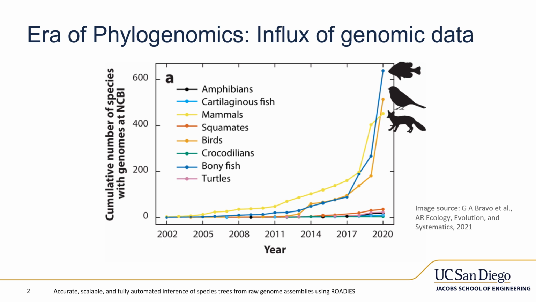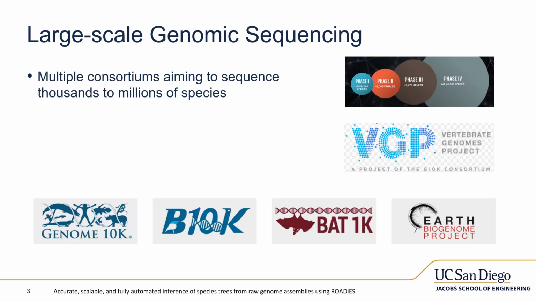Now we are in the era of phylogenomics, where genomic data is widely being used to construct the species tree. There has been a significant improvement in sequencing technologies in recent years, and that has led to a huge explosion in the amount of genomic data available these days. As we can see in this graph, the data growth is almost exponential in several life forms, be it mammals, fishes, and birds. With this improvement, there are multiple consortia which aim to sequence tens of thousands to even millions of species on Earth.